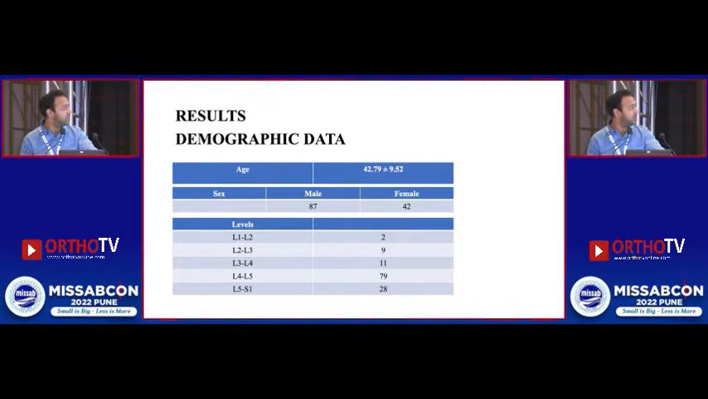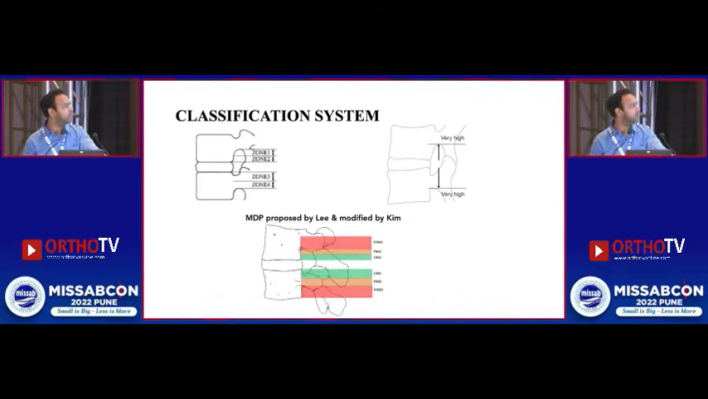These are the results showing the demographic data. The mean age in our study is 42.79 with a standard deviation of 9.52. 87 males and 42 females were involved. L4-L5 is the most commonly operated level, followed by L5-S1.